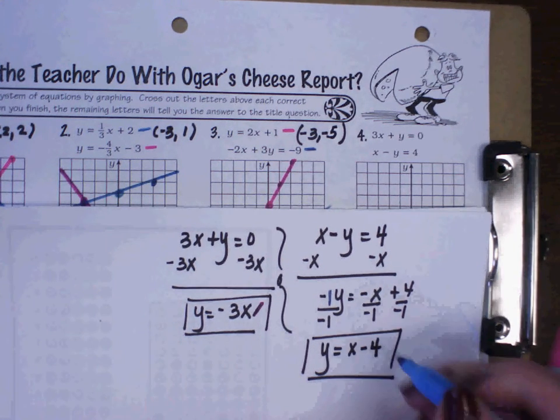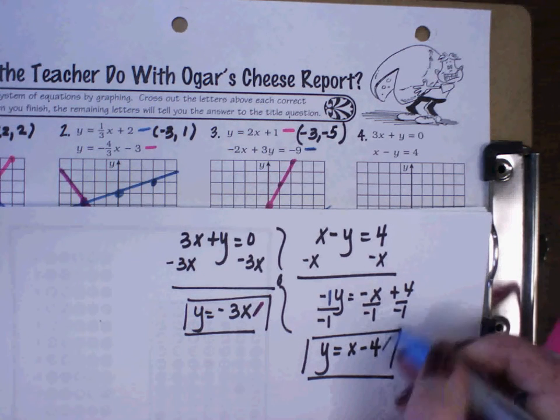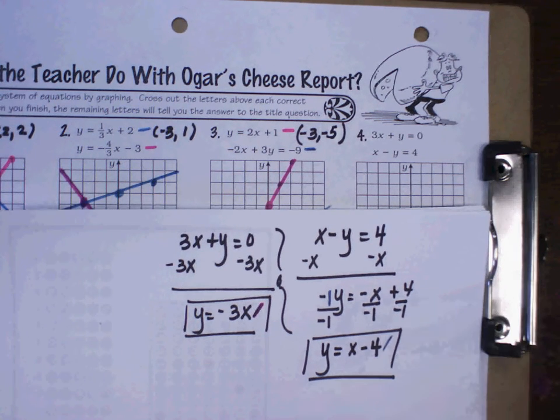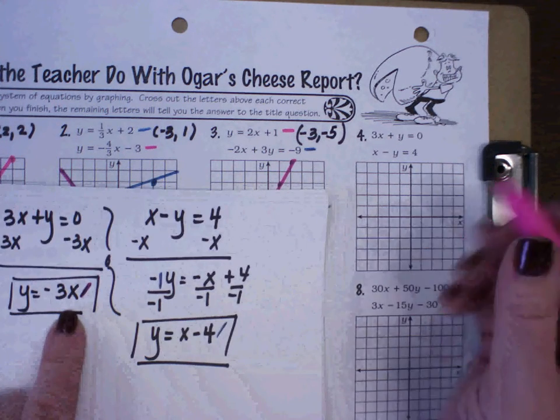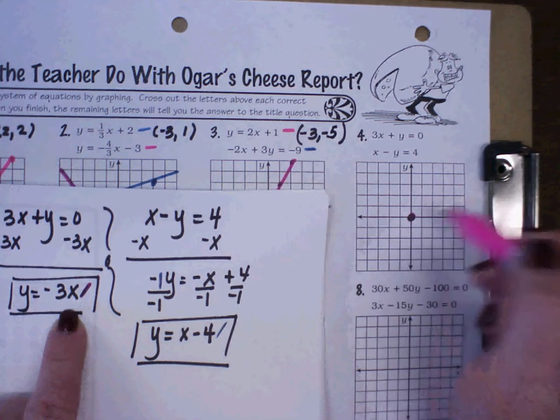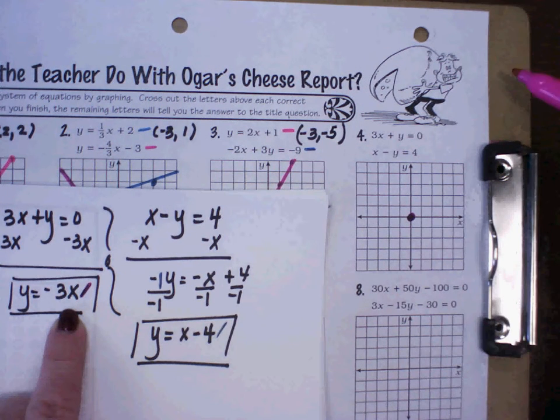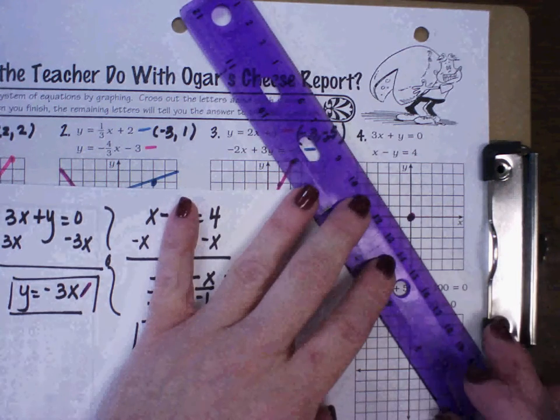So what's the y-intercept for negative 3x? 0. All right, and what's my slope? Negative 3 over 1, so it's going down, right? So 1, 2, 3, and 1. And that's it. I cannot make any more points.